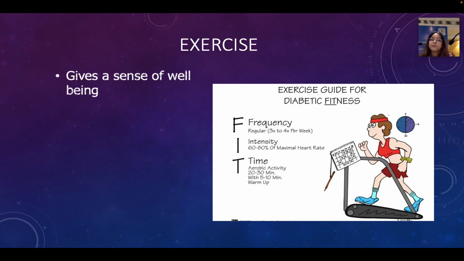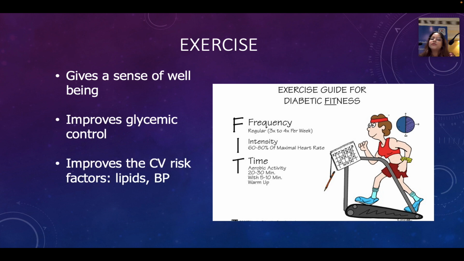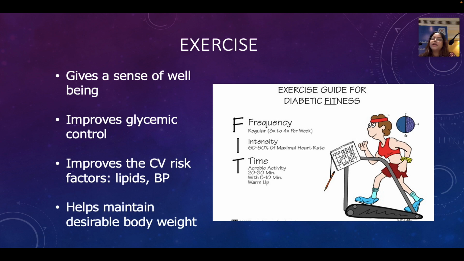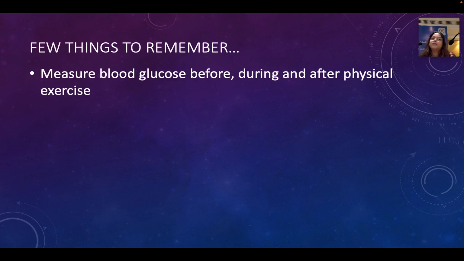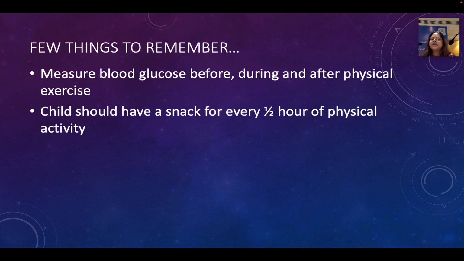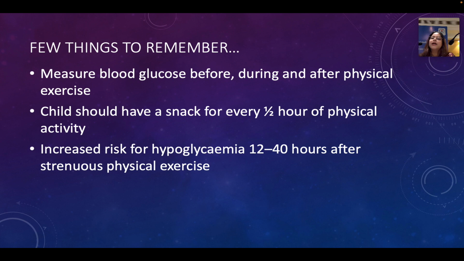Exercise, very, very important. It gives a sense of well-being, improves glycemic control, improves the cardiovascular risk factors, lipids and BP, and helps maintain the desirable body weight. The children who exercise regularly have better blood sugars in their entire day. A few things to remember when a child is exercising: measure the blood glucose before, during and after physical exercise. They should have a snack for every half an hour of physical activity, and there is increased risk of hypoglycemia about 12 to 40 hours after strenuous physical exercise.